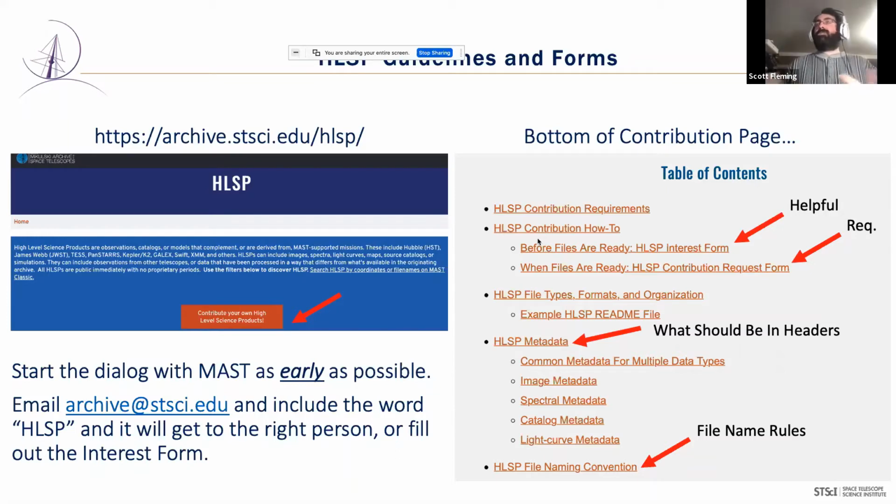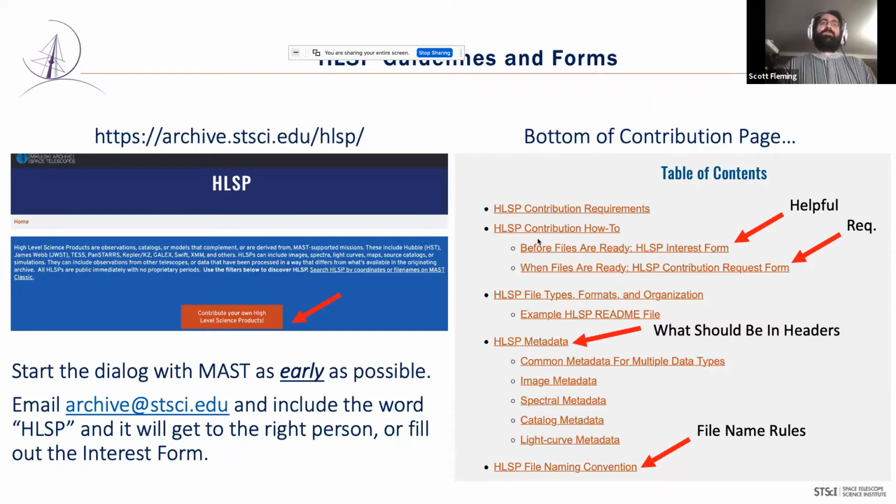The second form is actually required, which will say when you're really ready to get the ball rolling on the HLSP contribution process, here's some questions we need you to answer. And in particular, the most important thing is filling out the copyright permission to allow us to distribute your products freely to the other astronomers and members of the public.